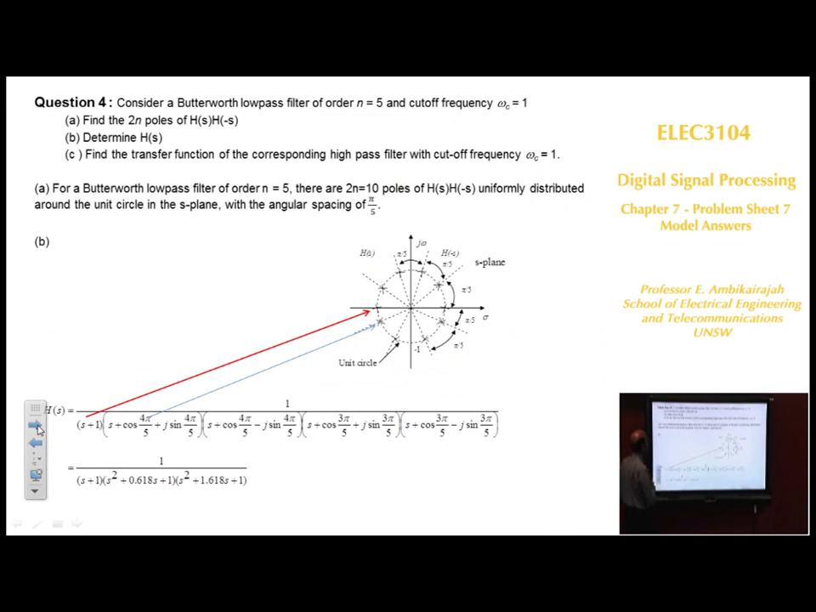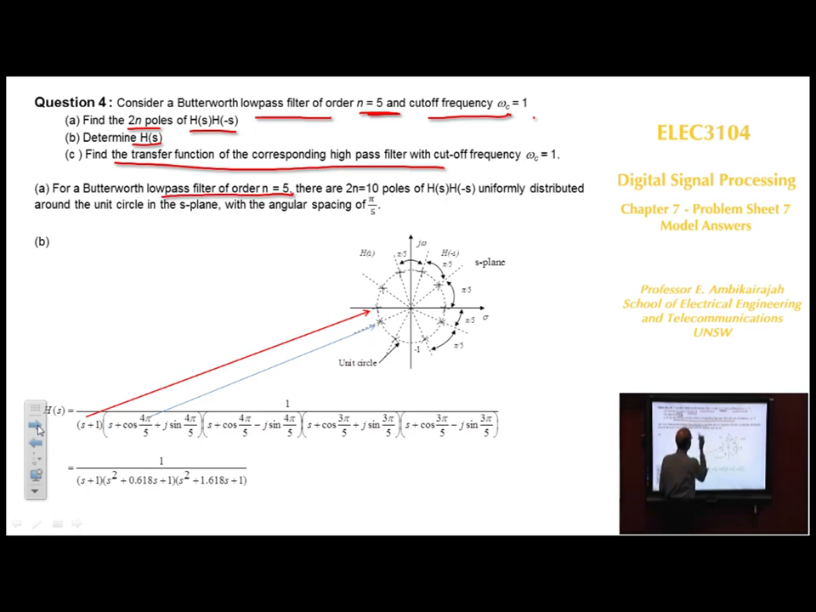Question 4. Consider a Butterworth low-pass filter, n equal to 5 and the cutoff frequency omega equal to 1. Find the 2n poles, H(s) H(-s). Determine H(s). Find the transfer function corresponding to the high-pass filter with the cutoff frequency. So the Butterworth filter order is given to you. A low-pass filter of order 5 is given.